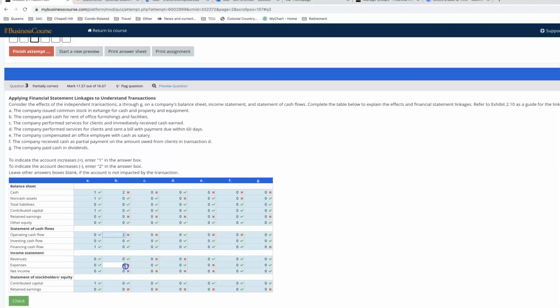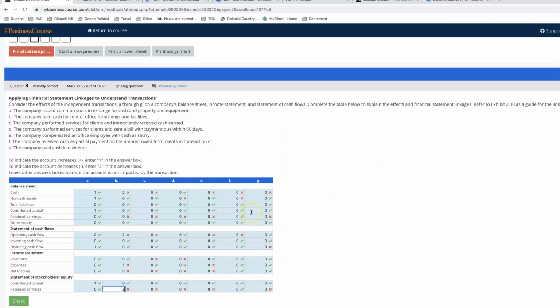And then on expenses, when I pay cash for rent of office furnishings and equipment, I'm going to assume right now, because we're not to the more complex pieces, that our expenses are going to increase as a result of this, that we're going to go ahead and expense this right away. When we have expenses, what happens to retained earnings is it actually decreases.